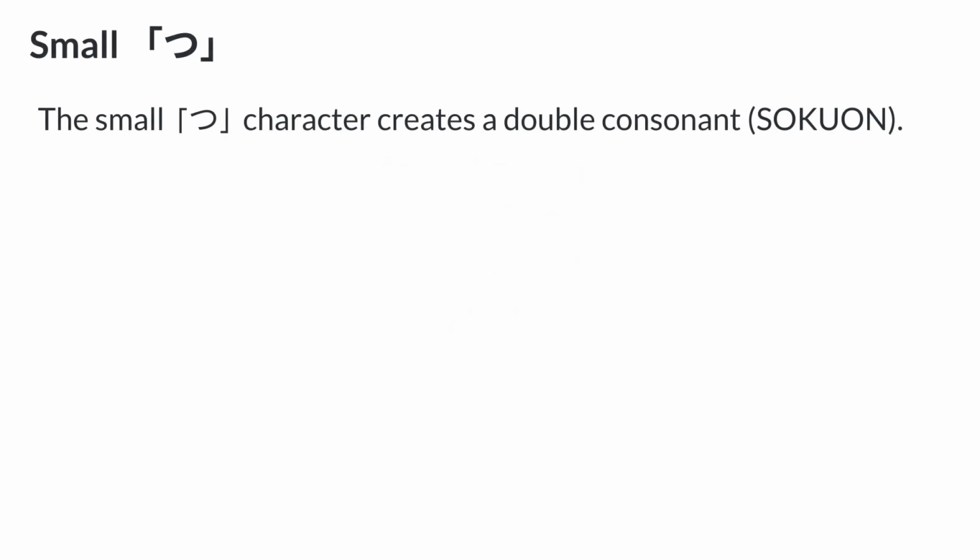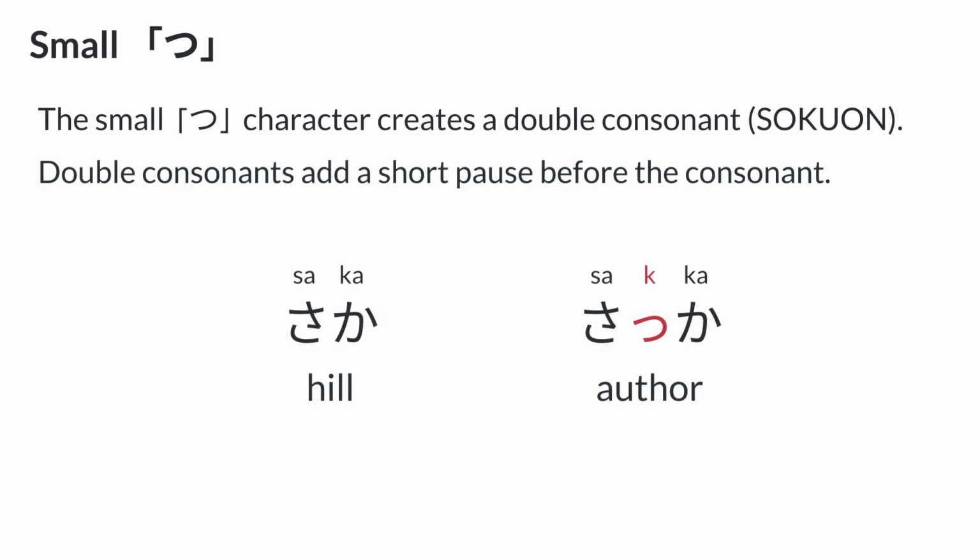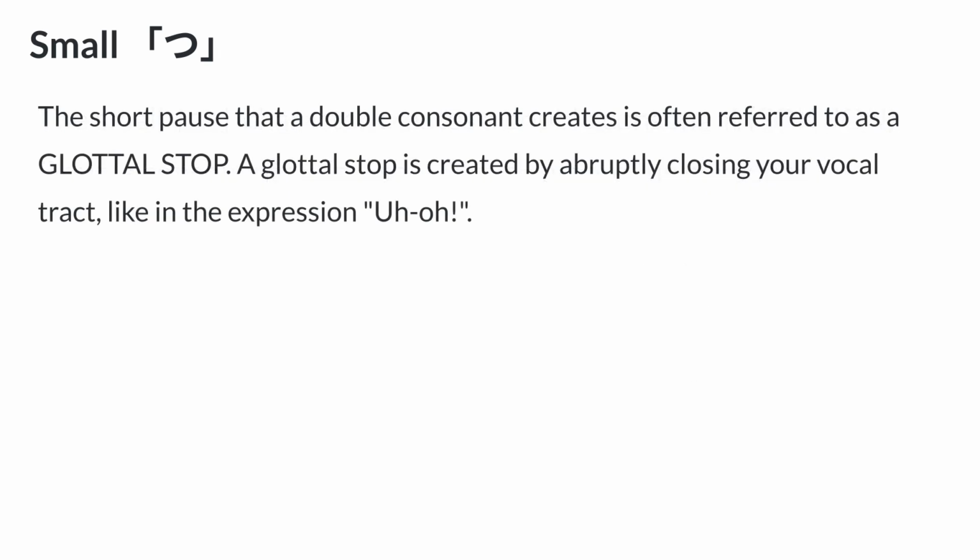The small tsu character creates a double consonant called a sokuon in Japanese. Double consonants add a short pause before the consonant. Compare the following. Saka, sakka. The short pause that a double consonant creates is often referred to as a glottal stop. A glottal stop is created by abruptly closing your vocal tract, like in the expression, uh-oh.